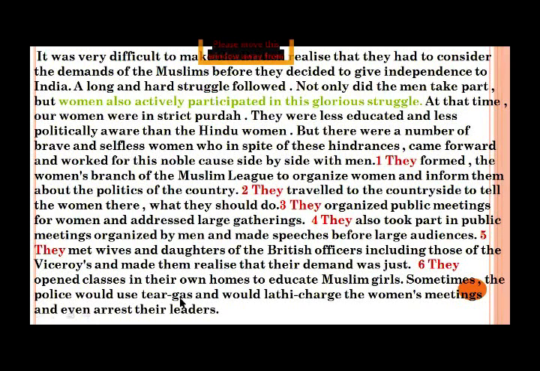It was not easy to do all these activities. Some examples are given. Sometimes it was very difficult for them to carry on because tear gas and lathi charges were used against them. So it was not an easy way. It was not a bed of roses for them.